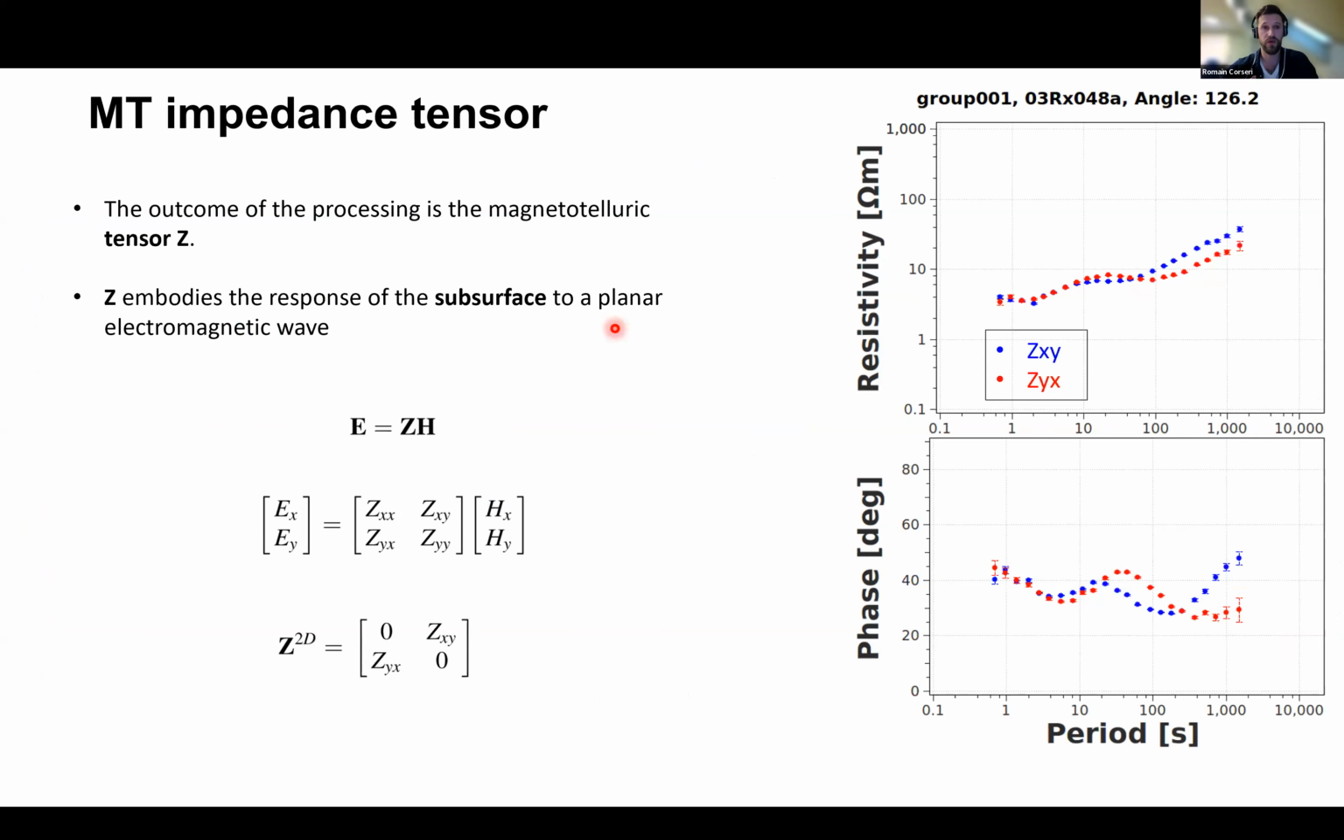Then going through the multi-station processing, what we want is the magnetotelluric impedance tensor. The impedance tensor embodies the response of the subsurface to a planar electromagnetic wave. It mainly links the horizontal components of the electromagnetic field. You can see one example here to the right of apparent resistivity response and phase response.